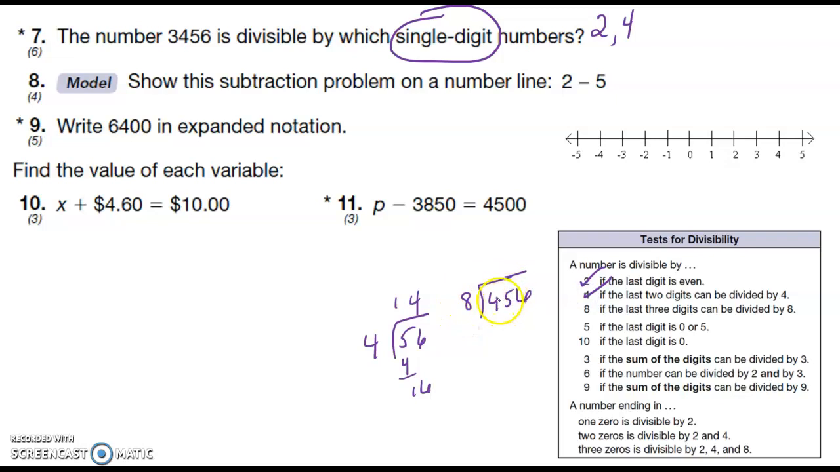So 8 times 5 is 40. 8 times 6 is 48. So this is going to be 40. Okay, yeah, that works too. Okay.